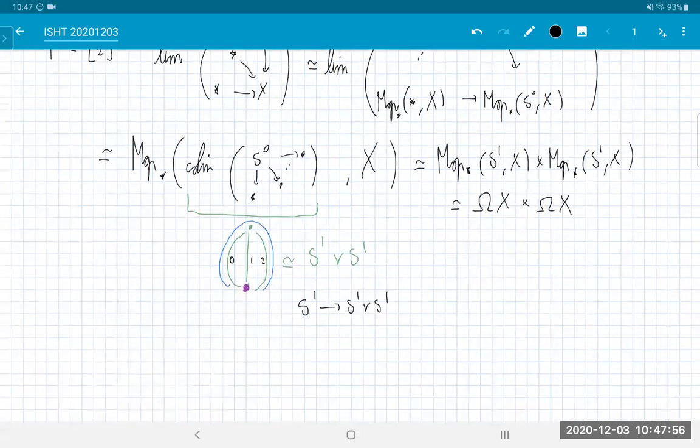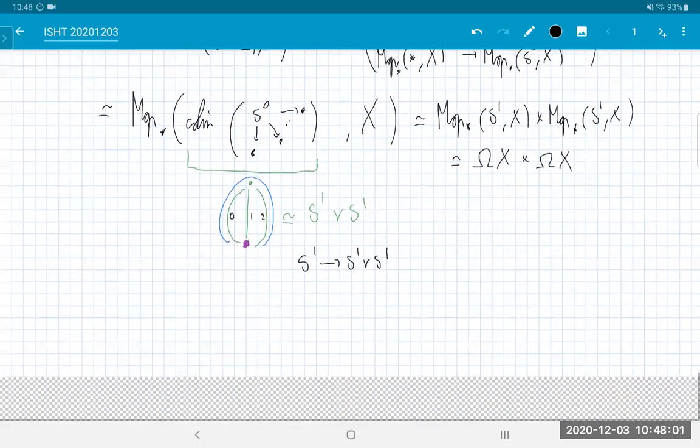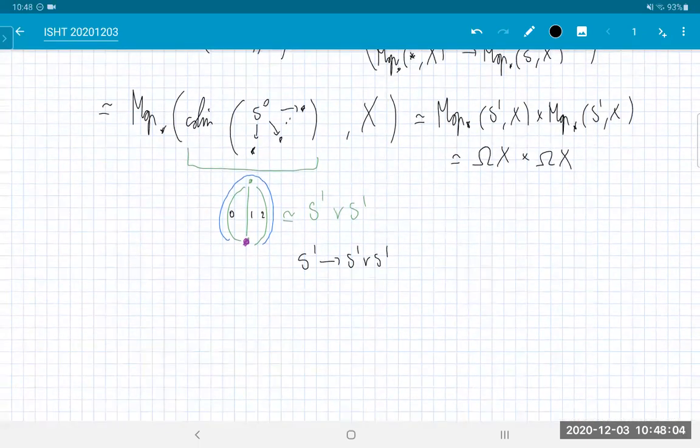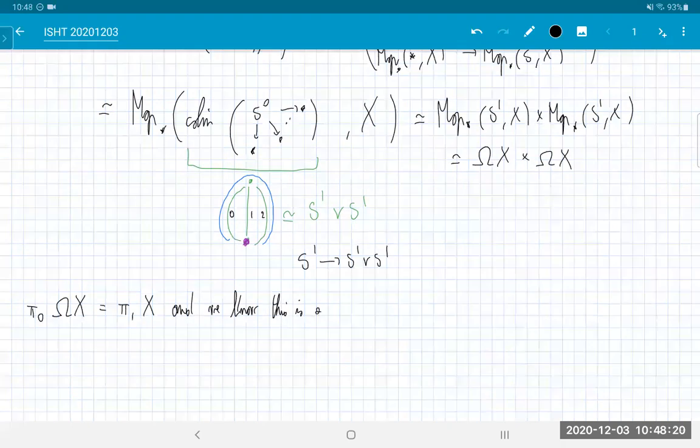And for Tn it is the same. You just get one of these things with n copies. And so in particular, π_0 of ΩX is just π_1 of X with a group composition operation, and we know that this is a group. Choose your favorite proof that this is a group.